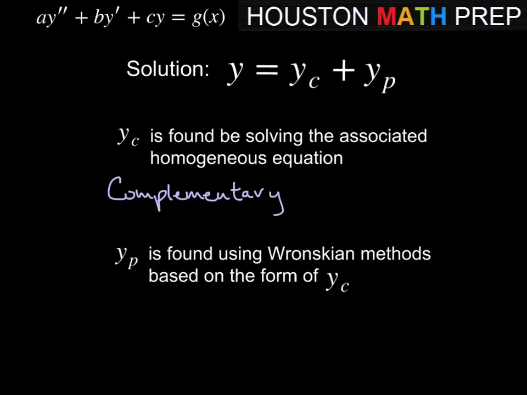For y sub p, we're going to look at a procedure using what's called the Wronskian, basically looking at the determinant of a matrix involving our functions and some of their derivatives. It's going to be based on the form of the y sub c, and it's also going to have to do a little bit with that g of x as well, and you'll see what's going on with that. So there will be two parts. We'll have to find y sub c and y sub p, and then when we write our solution y, we just want to make sure that all of the pieces we found are linearly independent when we go to write our solution down.